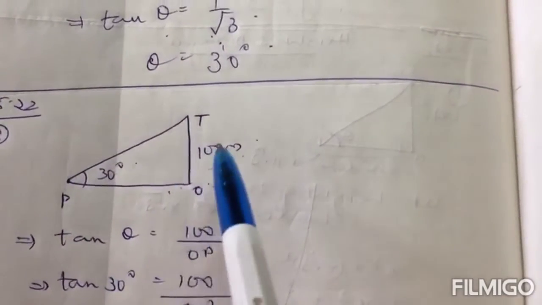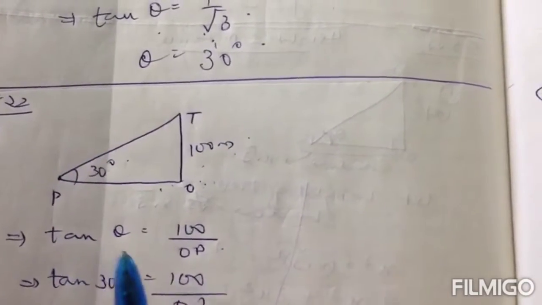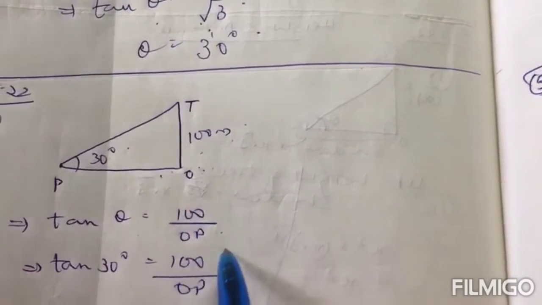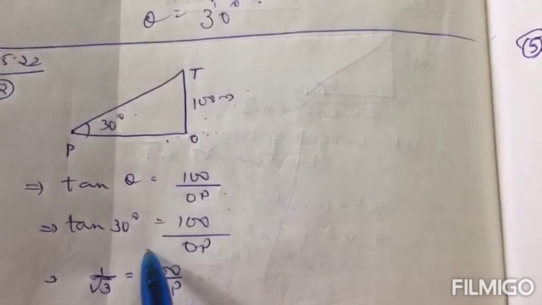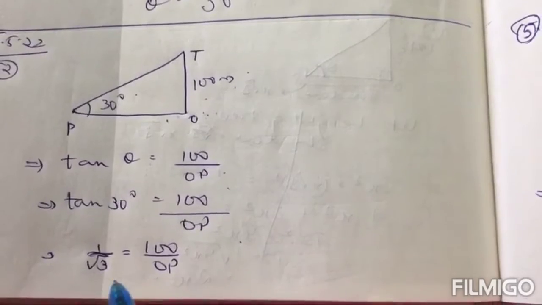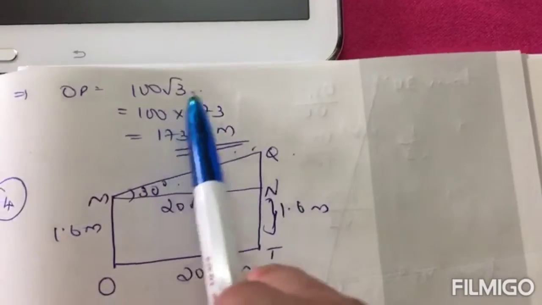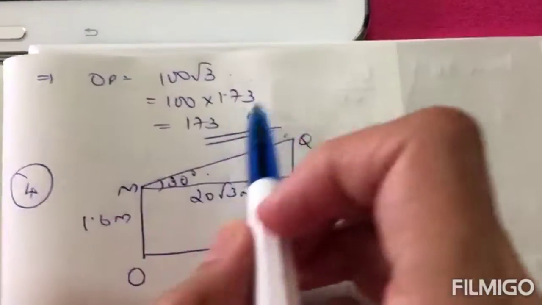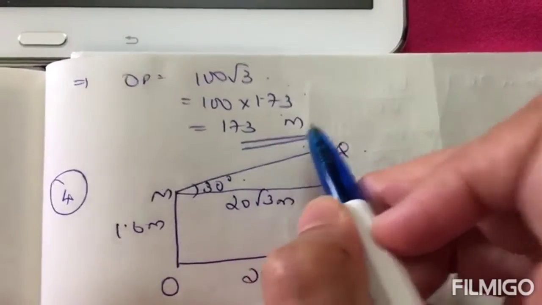Now OT is the perpendicular and OP is the base of this triangle, right? And we know from our formulae that tan theta is equal to the perpendicular height divided by the base. This theta is 30 degrees. So tan 30 degrees is equal to 100 divided by OP. We know from the table that I showed you last time that tan 30 is 1 by root 3. When you solve for OP, you will get 100 into root 3, and root 3 is 1.732 actually, but they have just taken 1.73 here. That's okay. Into 100 will give you 173 meters.